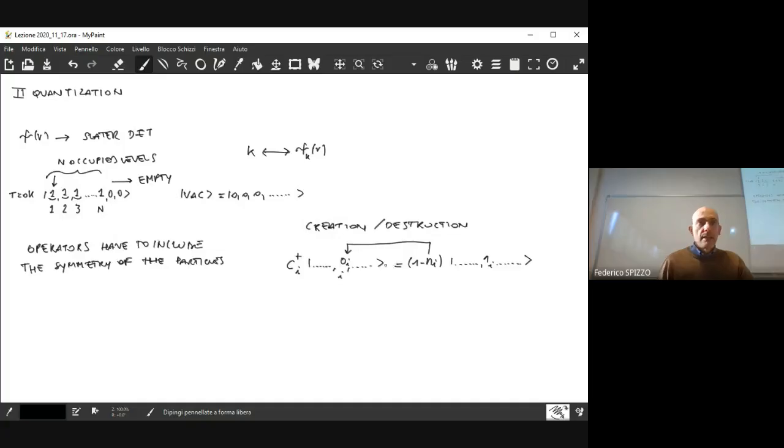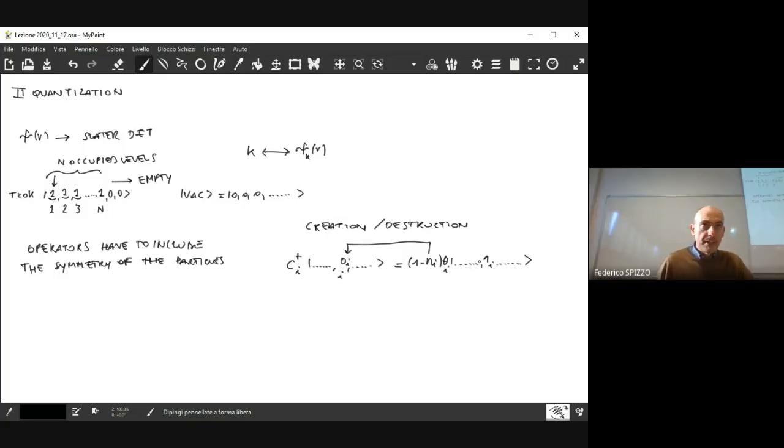So in case the level is empty, then Ni is 0, 1 minus Ni is 1, so everything is fine. If the level is occupied, then Ni is 1, 1 minus 1 is 0, so the action of the operator over that level gives you 0, so no opportunity to modify the level. We also have to include the antisymmetry, and the antisymmetry is included by this coefficient that is called theta I.